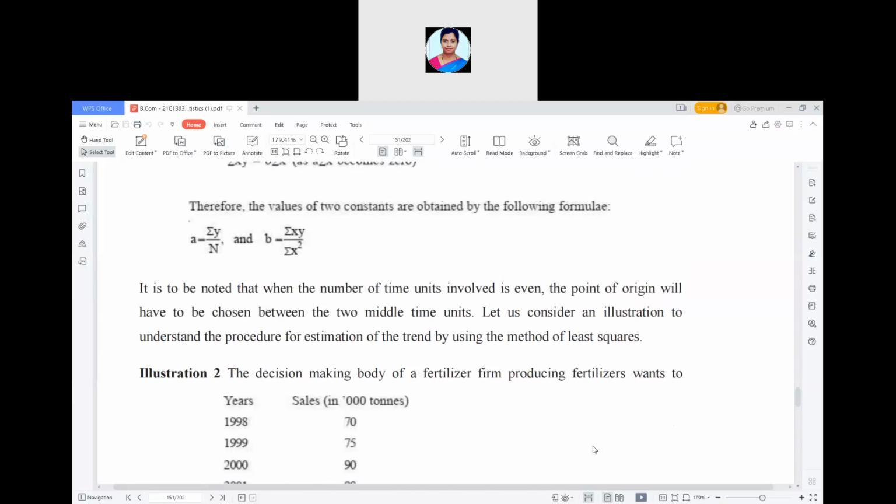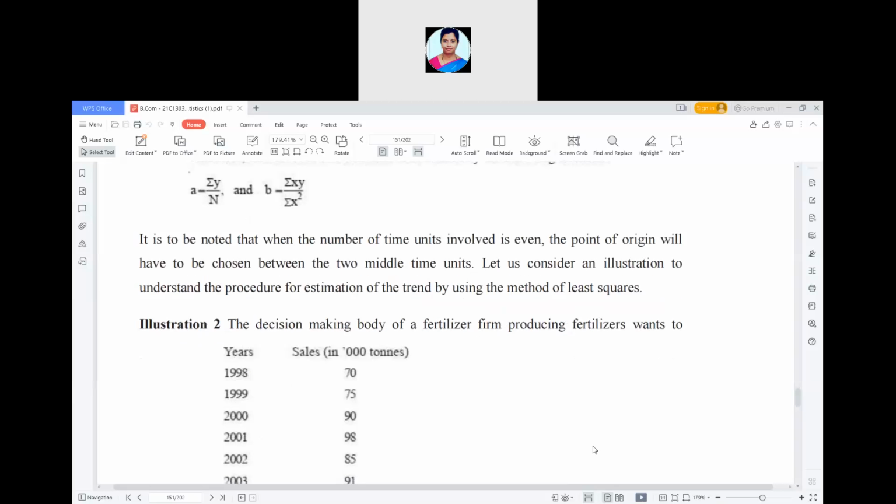It is noted that when the number of time units involved is even, the point of origin will have to be chosen between the two middle time units. So let us consider an illustration to understand the procedure for estimation of the trend by using the method of least squares. So this is the second illustration.